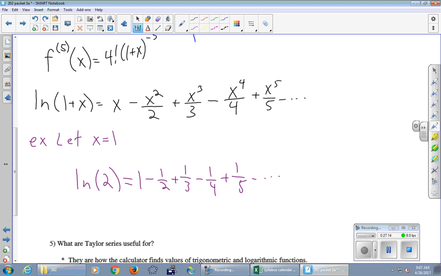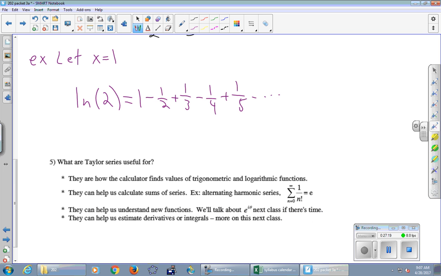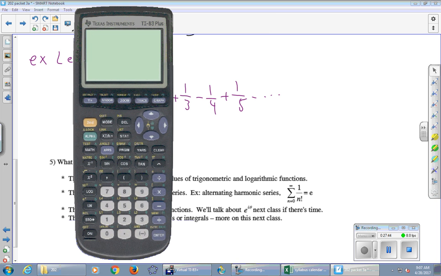Okay, so number 5, just kind of bringing things together with our Taylor polynomials and series. What are Taylor series useful for? So number 1, they are how the calculator finds values of trig functions and log functions. The calculator is really good at 4 things: adding, subtracting, multiplying, and dividing, and it can't do anything else. And so any other button on your calculator besides those 4, some programmer has to tell the calculator how to translate the button you pushed into add, subtract, multiply, or divide. So when you type in, for example, on the calculator, sine of some crazy thing here, and it says that.